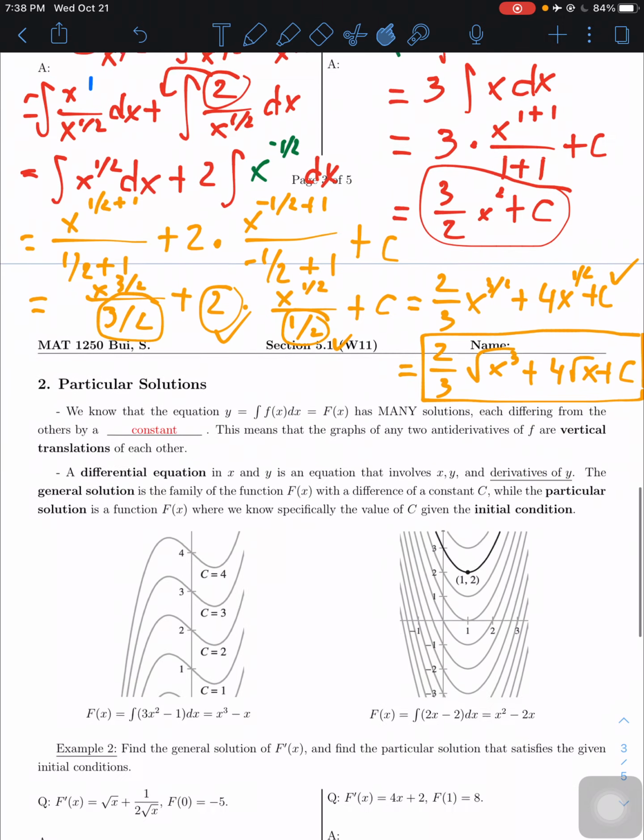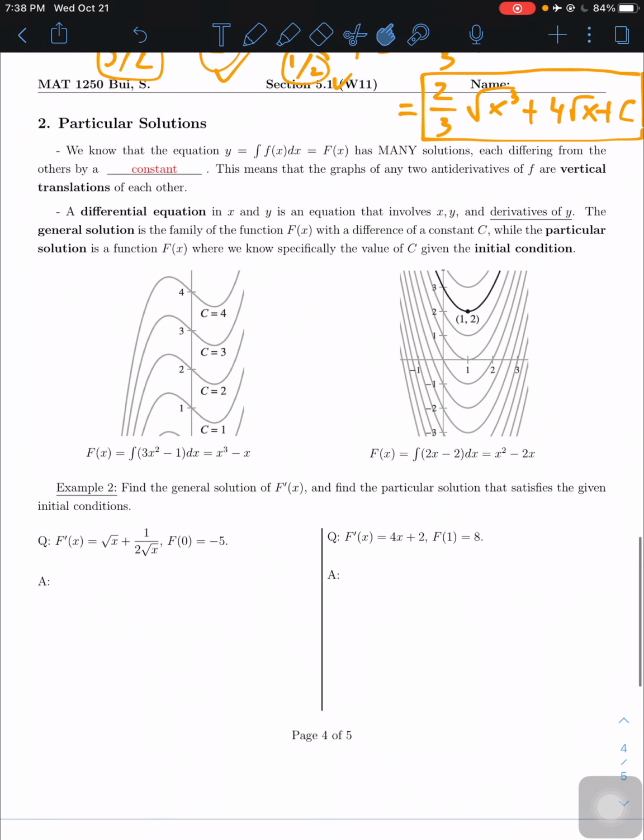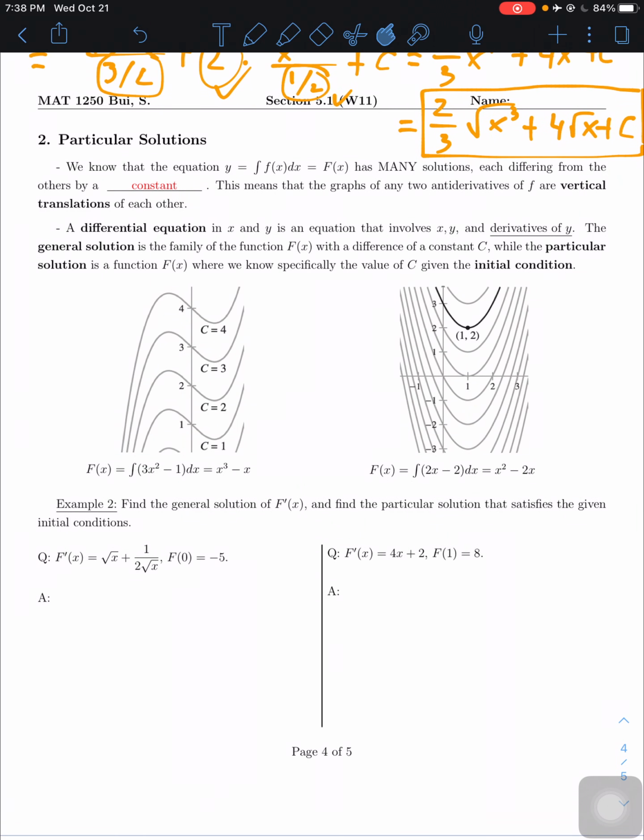And now, the next objective, particular solution. So we know that the equation y equals the integral of f of x dx equals big F of x has many solutions, right? Because of that plus c at the end. We can have something like plus 1 at the end, or minus 5 at the end, or even 0 at the end, right? Because it can be any constant, and it's going to give us the same derivative. And each of them differ by a constant. This means that the graphs of any two antiderivatives of f are vertical translations of each other.